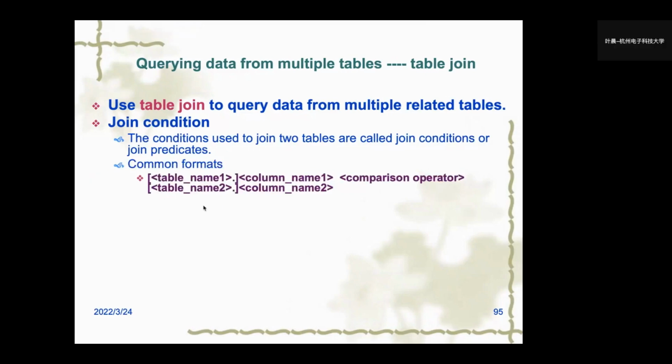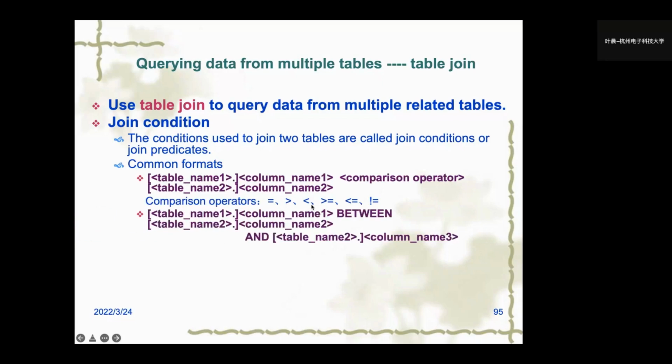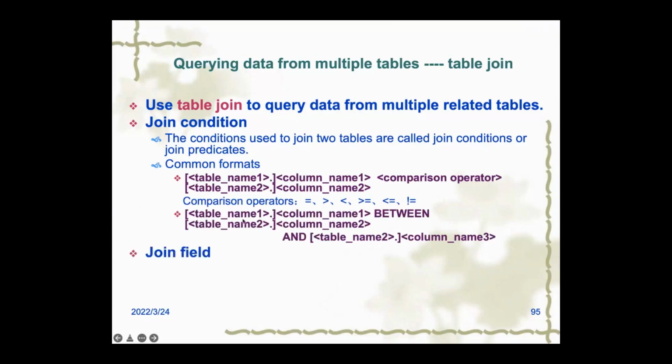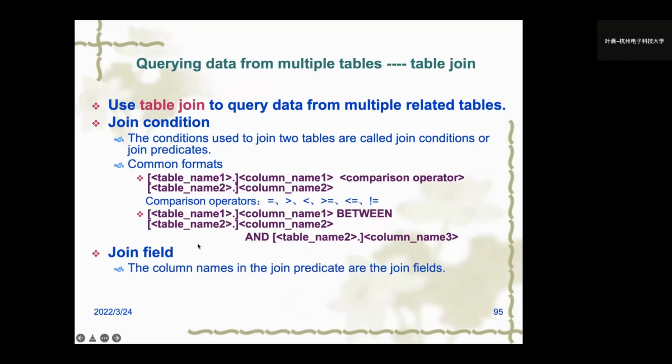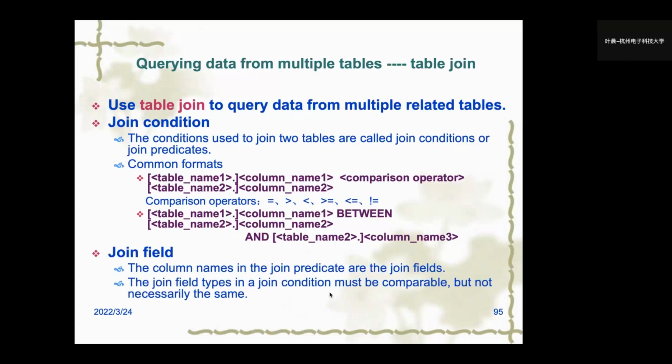And for the common formats, the table name, the column name, and the comparison operator, it's like this. And the comparison operators are here: equal, smaller, larger, and so on. And the join field is the column names in the join predicates. The join field types in a join condition must be comparable, but not necessarily the same.